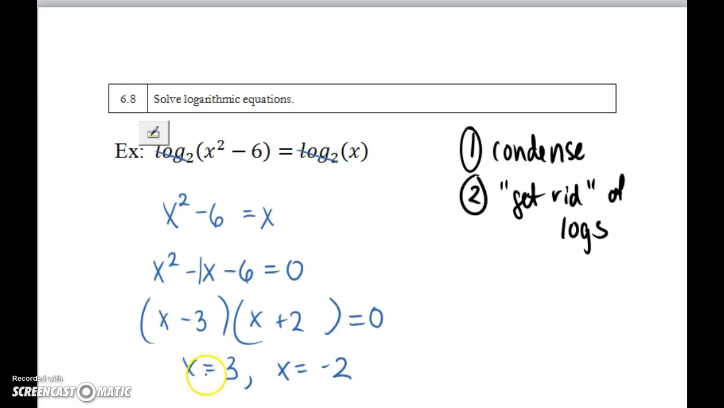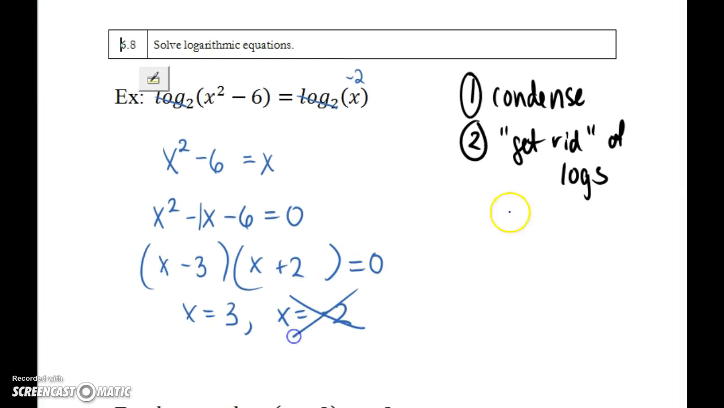Now what we want to do is make sure our values for x don't produce negative logs, because there's no such thing as a log of a negative number. Notice if we take negative 2 and plug it in for x here, we are taking the log of a negative number. And so we can't have x equals negative 2 as one of our solutions. X equals 3, however, works because when you plug 3 in for x in either logarithm, you're going to be taking the log of a positive number. So in this case, our answer is x equals 3. Again, our strategy was to condense if possible, which in this case it wasn't, and then to drop the logs because you had one on each side.